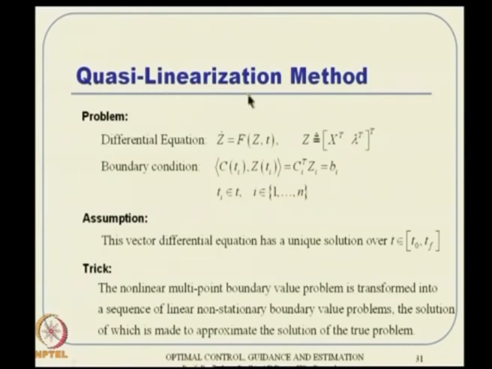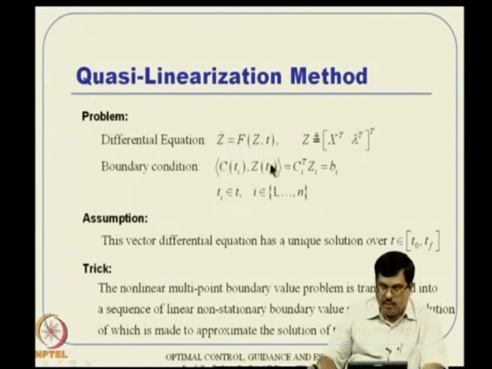The differential equation in general we can talk about like this: z dot equal to f of z, t. Now, z is nothing but x and lambda taken together. The boundary conditions include a set of boundary conditions at different points of time. It can be only at the initial and final time, and it can also be something on the way as well. So this kind of conditions are also possible.